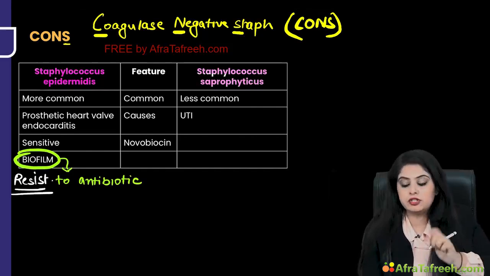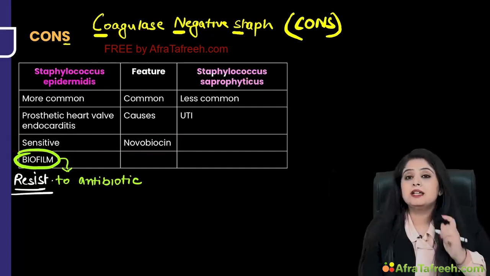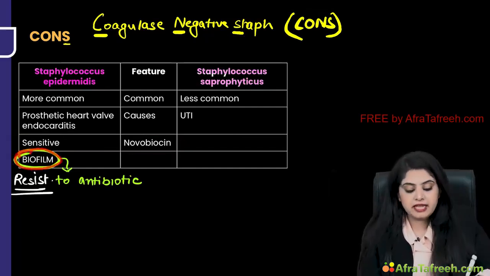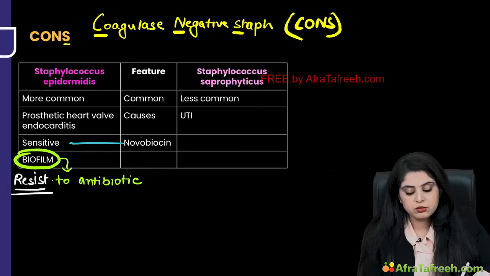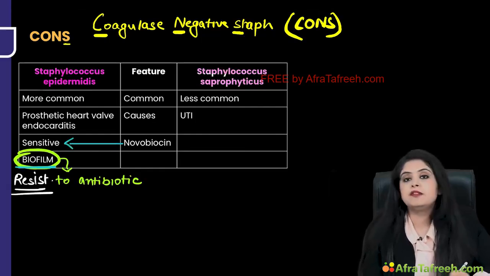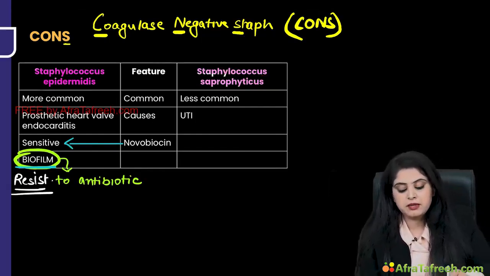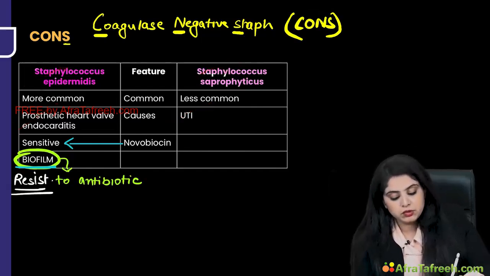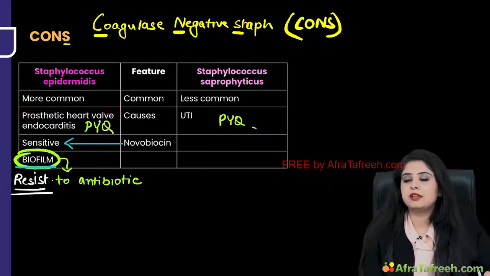So you will say, ma'am, this is a bit contradictory. Is it sensitive to novobiocin? Yes, it is. But if it produces a biofilm, then it can become resistant to antibiotics. So biofilm production will not be seen all the time. Okay? So simple. It is usually sensitive to novobiocin. But if biofilm production occurs, then it's not going to be sensitive. Then it's going to be resistant to any antibiotic. Okay, so these were the two things. Remember, epidermidis causes prosthetic heart valve endocarditis. Saprophyticus causes UTI. Both of these are their respective PYQs that you have to know. That wraps up your Staphylococcus.